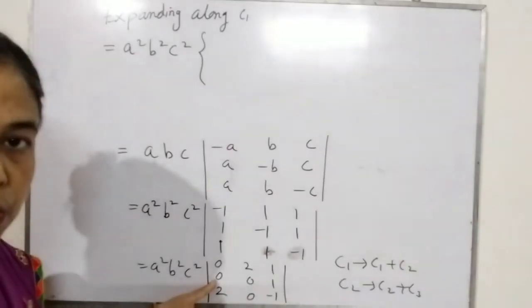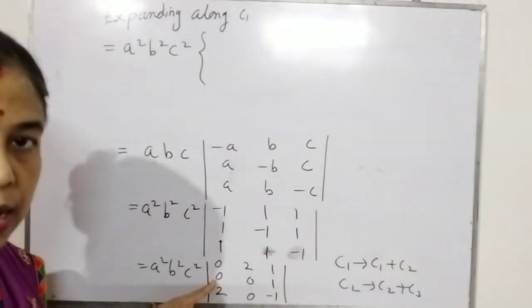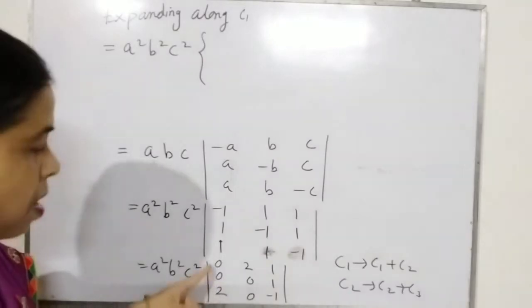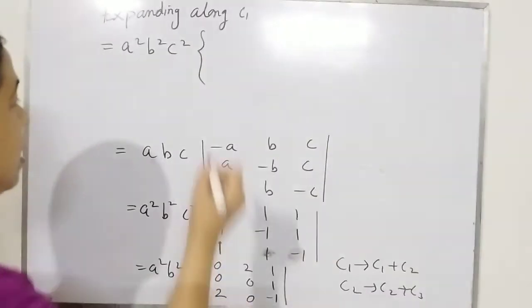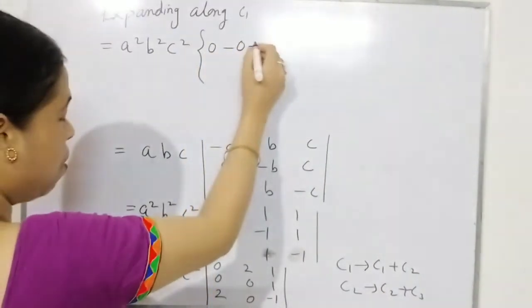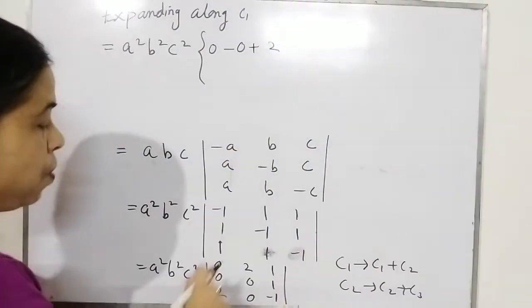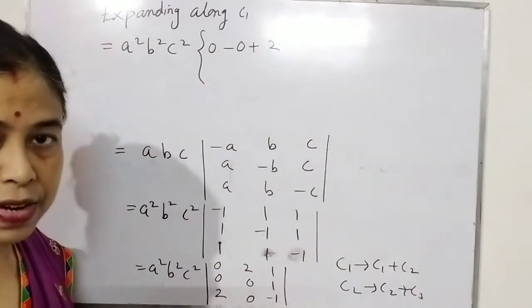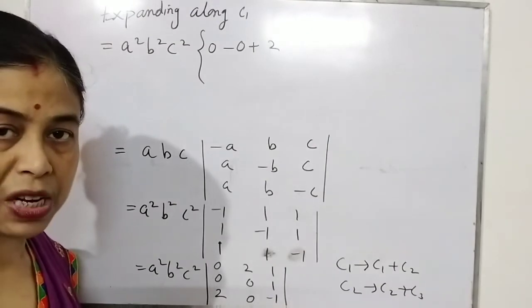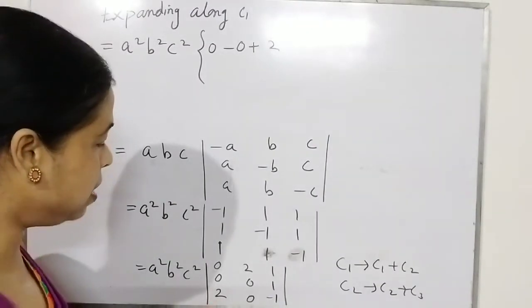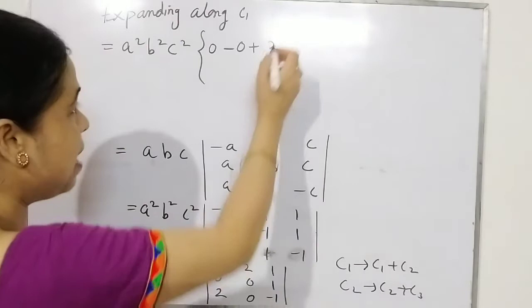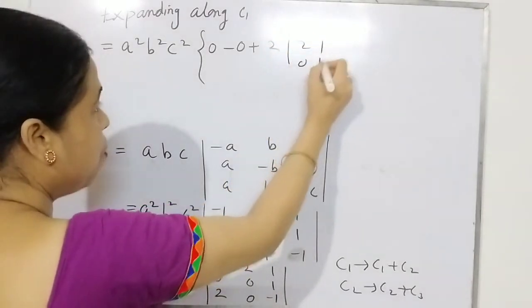And here, what is the position? The position is number 2, 1, negative. Positive, negative, positive. So I'll give 0 minus 0 plus 2. 0, we'll throw in a column. We have to write that down, but without writing also we'll have the same thing. So 2 when I write, delete third row, first column. What is left? 2, 1, 0, 1.